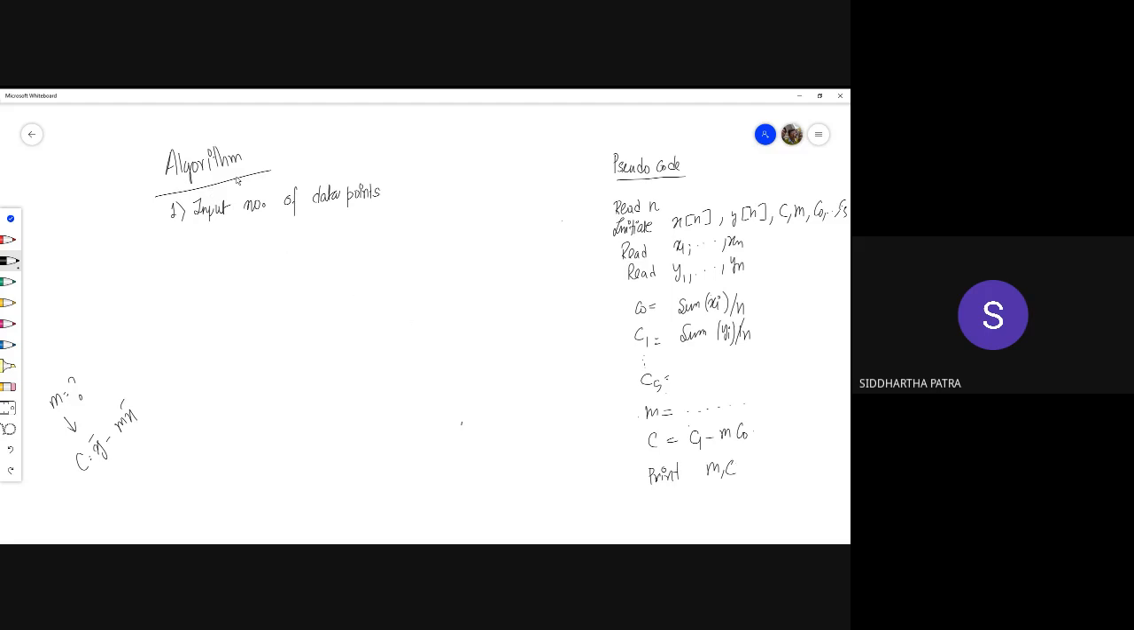So basically, what would be the algorithm? This pseudocode that you see here, if I were to write it in terms of words, then that would basically be your algorithm.